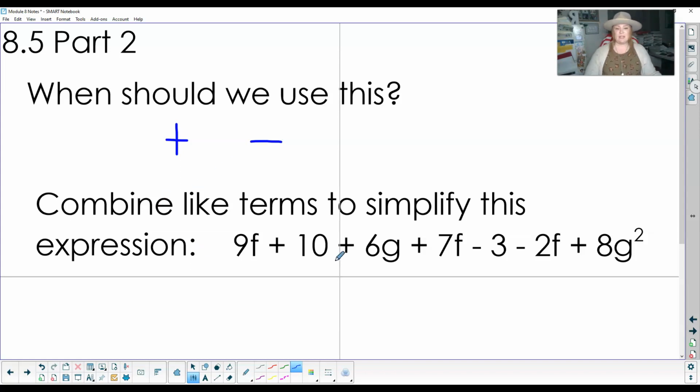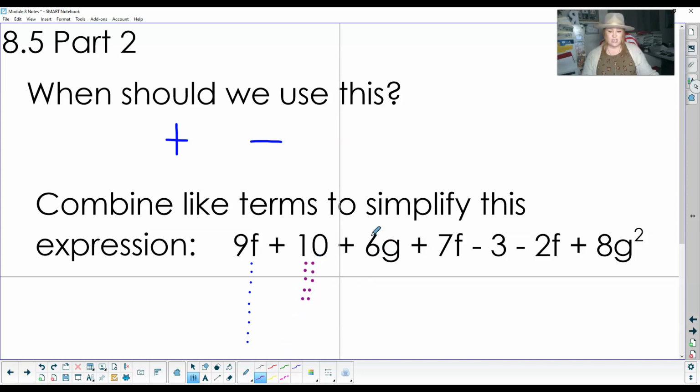So let's go ahead and look at this really big long expression and see if we can combine things that are the same. So let's start. We've got 9 f's. So I'm going to draw a little blue box to represent those. I'm going to use dots because that's going to be faster. I've got 9 of these. 1, 2, 3, 4, 5, 6, 7, 8, 9. And then I've just got a 10. I'm going to do a different color because it's not an F. This is just 10. 1, 2, 3, 4, 5, 6, 7, 8, 9, 10.